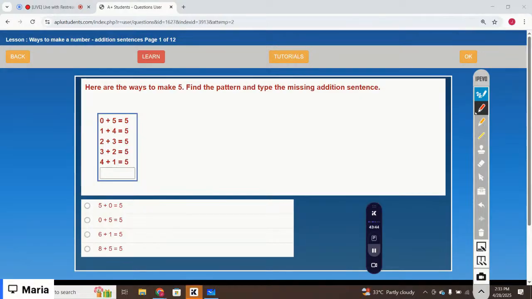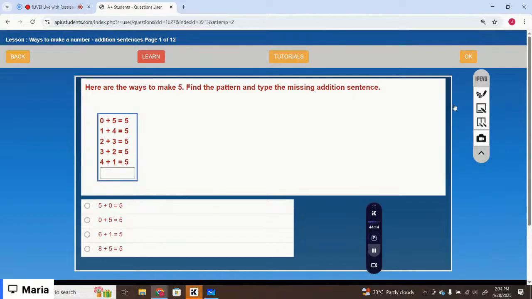Who is not answering? 0, 1, 2, 3, 4. So the numbers are increasing by 1. So the next number after 4 is 5. Look at the second number, they're decreasing by 1. 5, 4, 3, 2, 1. So the next number would be 0. So 5 plus 0 is 5. Option number 1 is the correct option. That is 5 plus 0 equals 5.